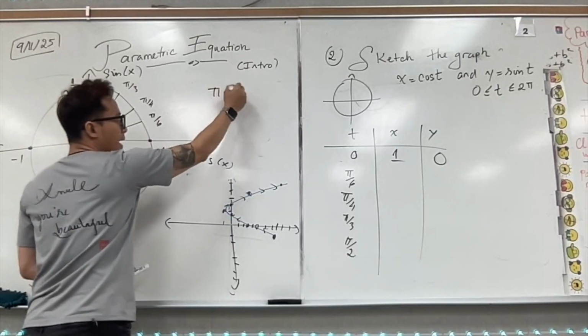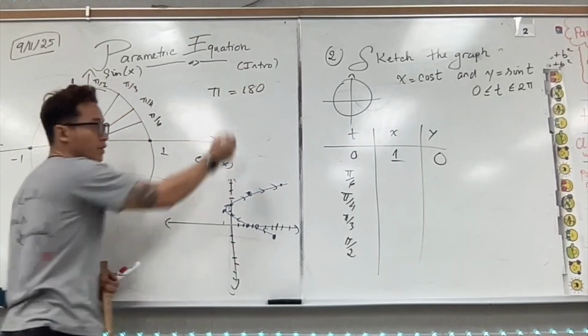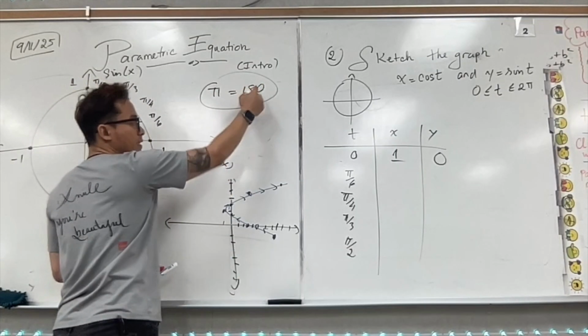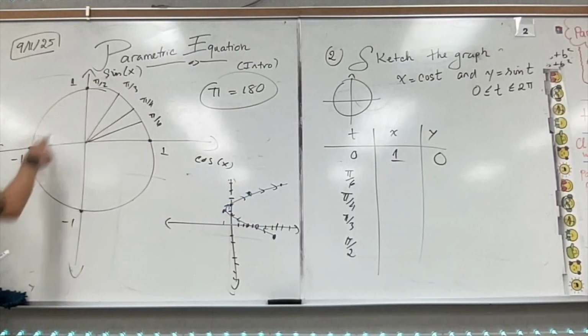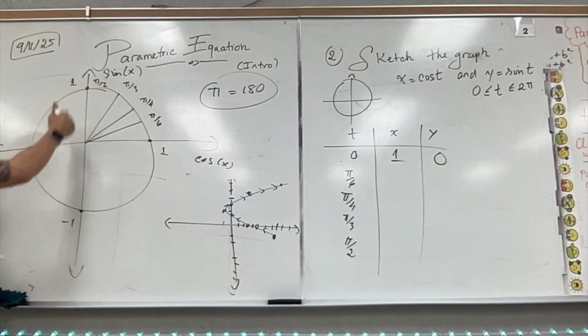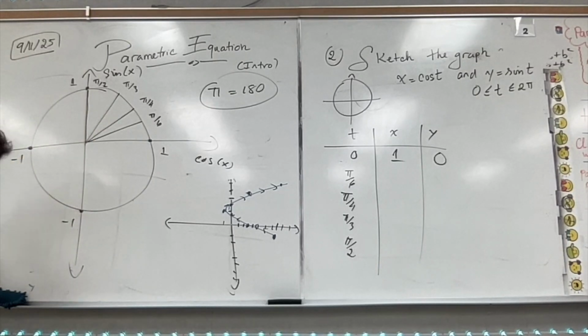Remember that pi is 180 degrees, right? You know this. This is the radian, this is degree. So pi over 2 is 90 degrees. You just need to know this. The rest is just symmetric. Okay?